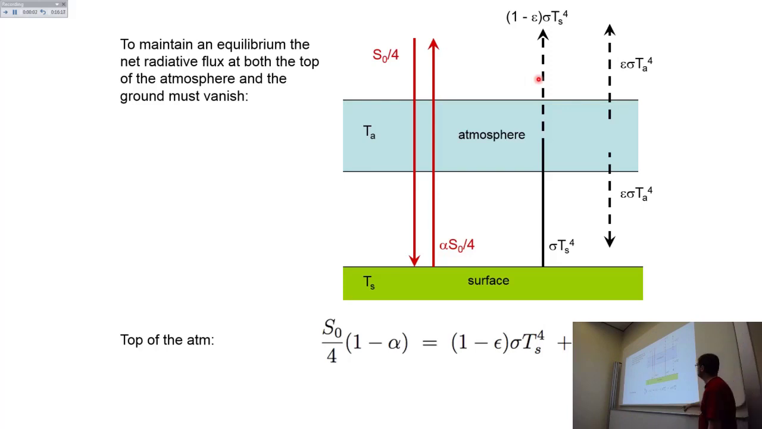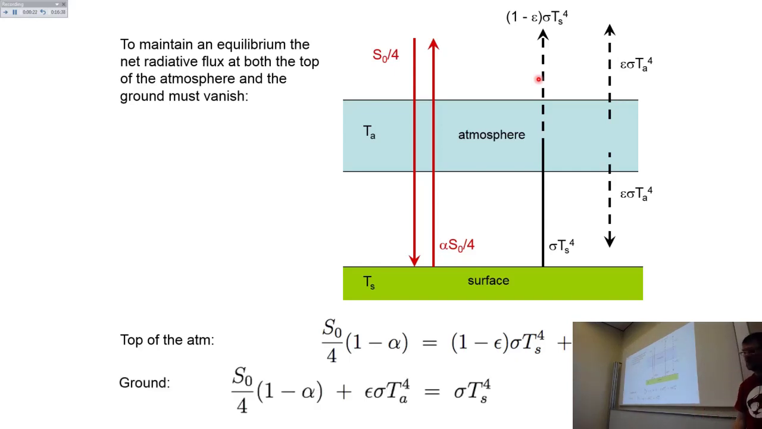So at the top of the atmosphere, the downwards flux is essentially this term, because we've got the incoming minus the outgoing, and that is equal to this term here. So we're just balancing those in and out terms. We can do the same thing at the ground, because this is now the same here, except we've got this other term of stuff going out here, stuff going in, stuff going out. So that gives us two equations where we know everything except the surface temperature and the atmospheric temperature.